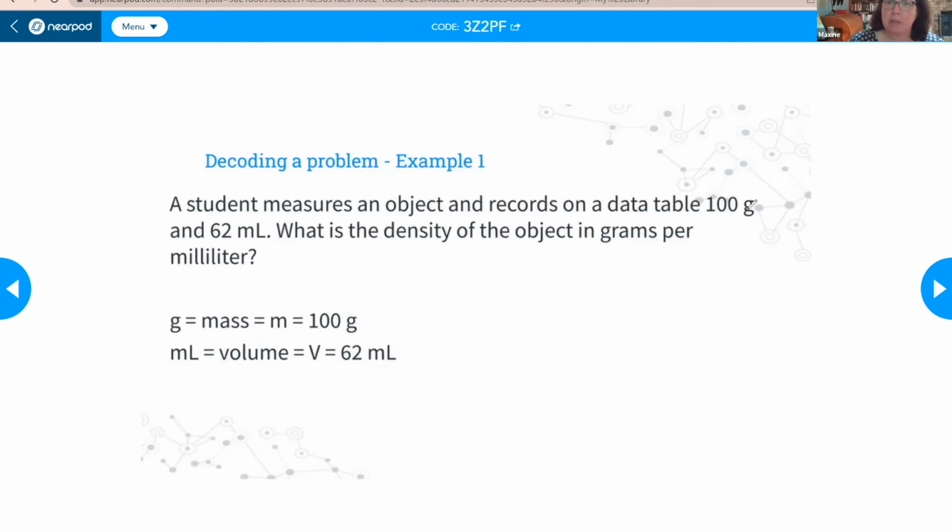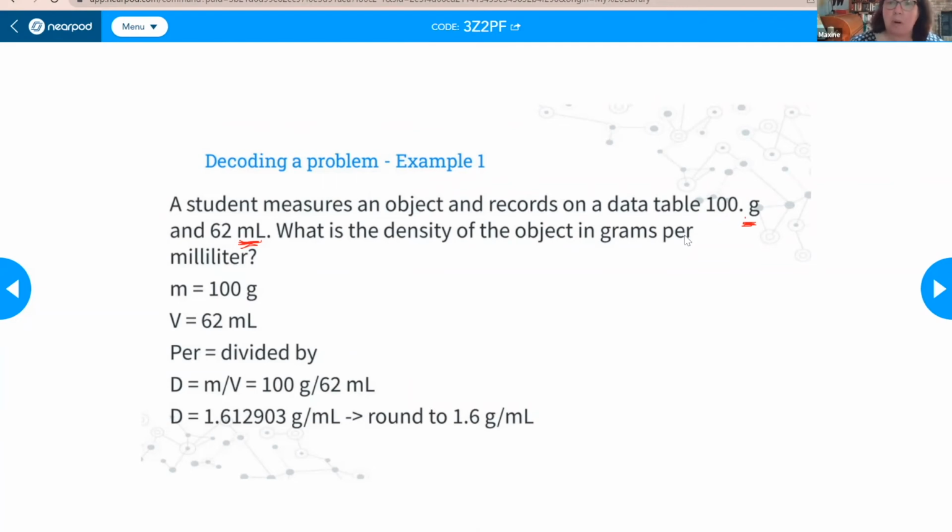My clue is that that little g means it's a mass. That's a gram. And this mL has liters in it, so that's a volume. So my grams, little g, tells me it's a mass, which is m in a formula. And with liters in it, that means it's a volume, which is capital V in a formula. So the numbers I will plug in are 100 grams for a mass and 62 milliliters for my volume.